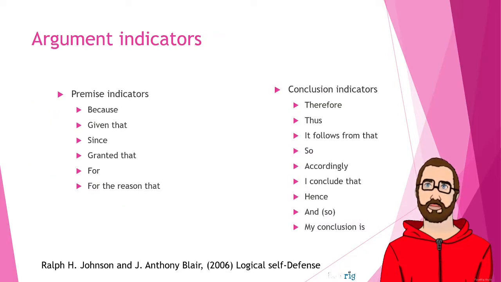So here, argument indicators. This list is from the book called Logical Self-Defense by Ralph H. Johnson and J. Anthony Blair. And I try to remember to put this also in the description, as in the last video, for every book or article I'm referring to. So yeah, this list is from that book.